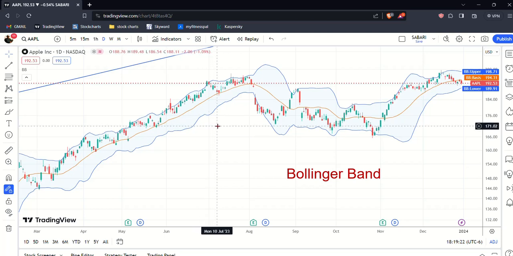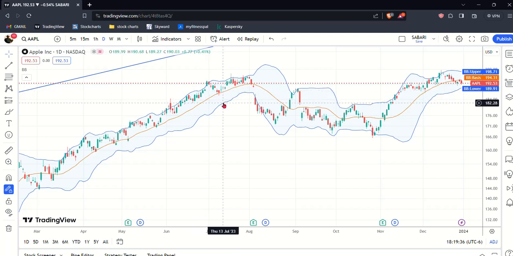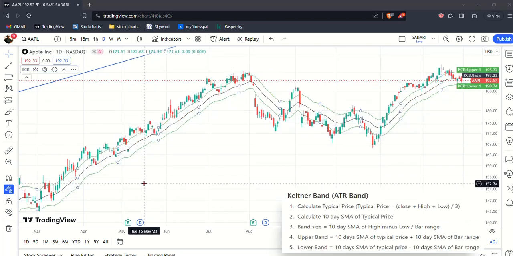How is it calculated? The upper band is calculated by adding two standard deviations on top of the simple moving average. The lower band is calculated by subtracting two standard deviations from the simple moving average. The bands are self-adjusting. They become narrower during calm periods and expand during extreme price changes. Keltner band or ATR band.